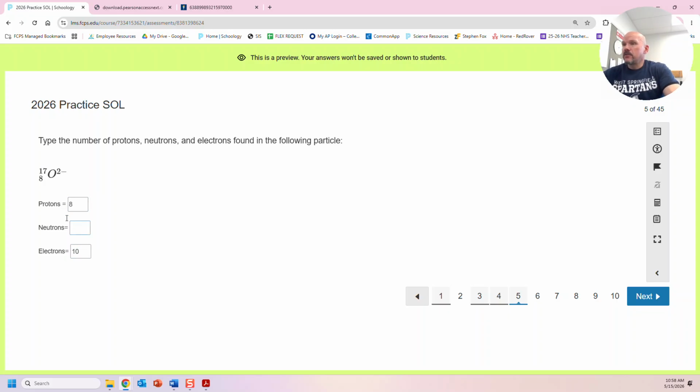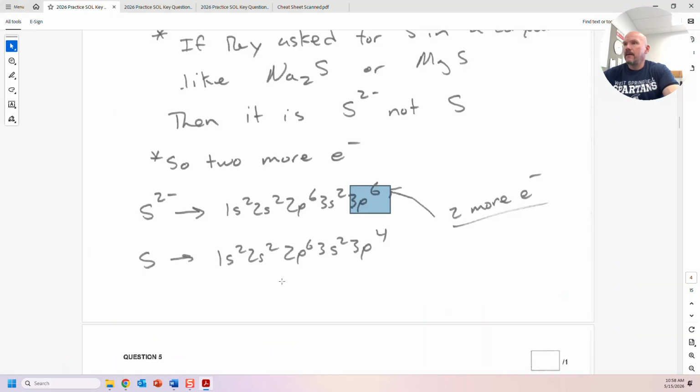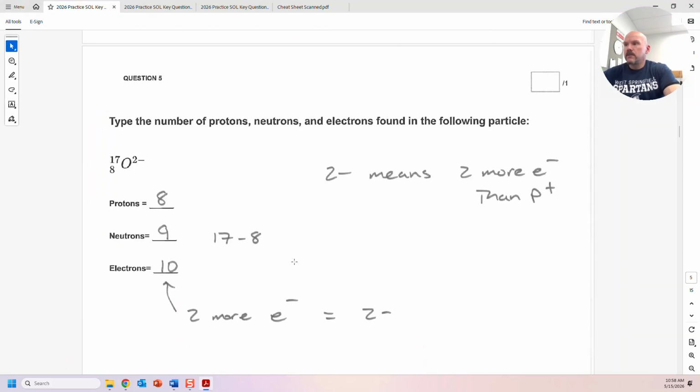Okay, how do you find neutrons? Mass number minus protons, right? 17 minus 8 is 9. If this was 16, then it would be 8, right? If this was a mass number of 16 and this was neutral, it'd be all the same number, right? But the answer would be 8 for the protons, 9 for the neutrons, and for this one, 10 electrons.